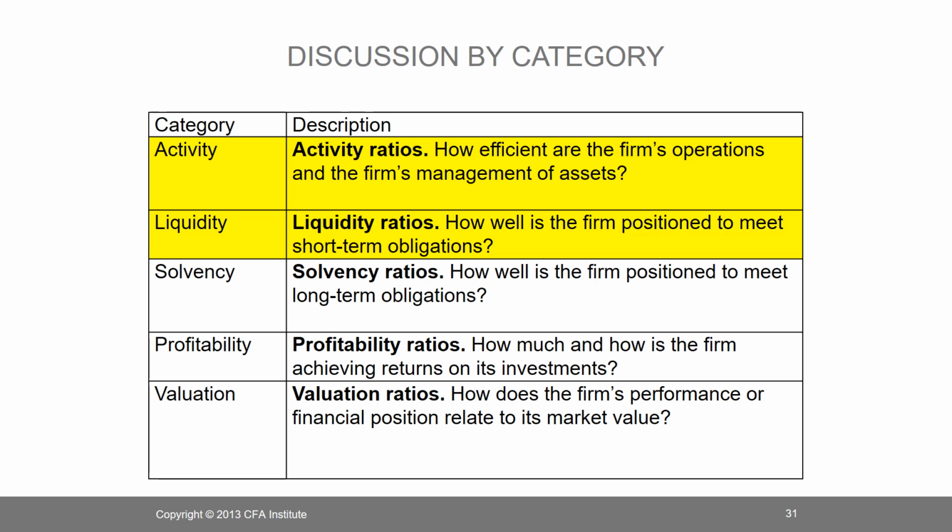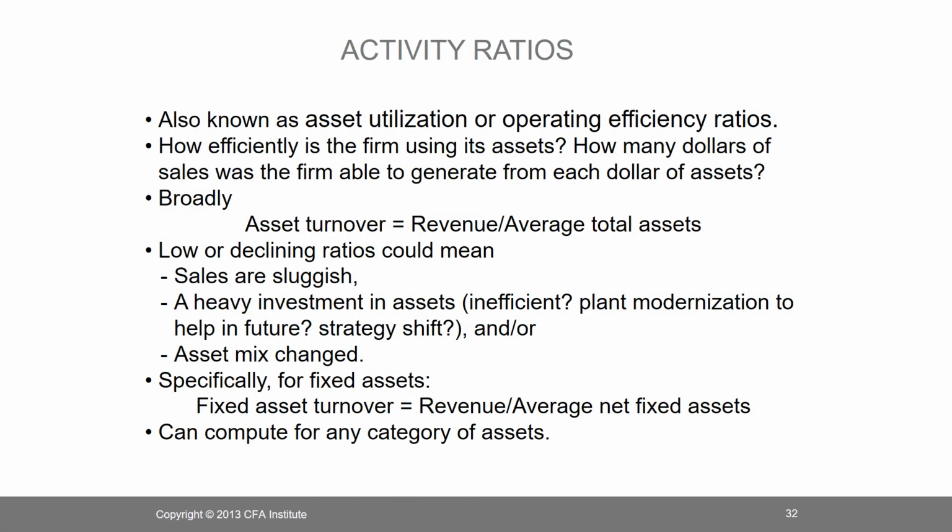Now that we have covered the decomposition of return on equity, we can turn to the other various categories of ratios. We're going to begin with the activity ratios and liquidity ratios, which are closely related. Here we're going to begin with the activity ratios. These are also known as asset utilization or operating efficiency ratios, and they're designed to measure how efficiently the firm is using its assets, how many dollars of sales the firm was able to generate from each dollar of assets.